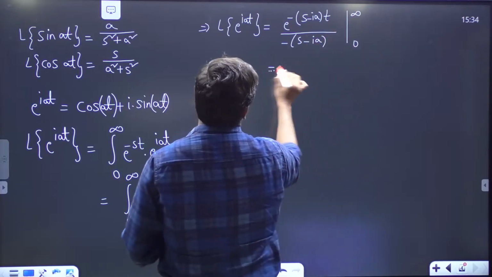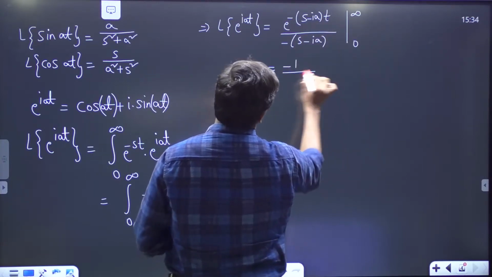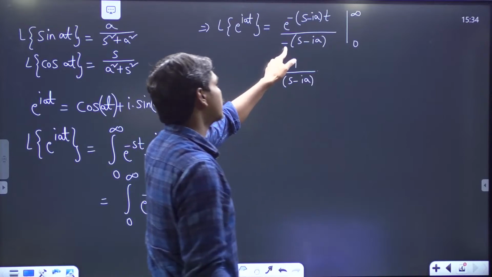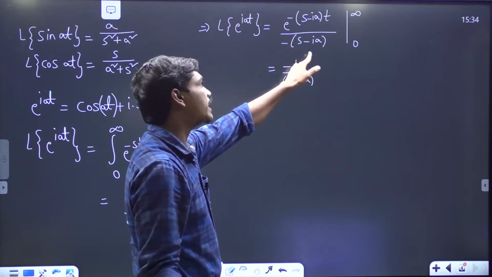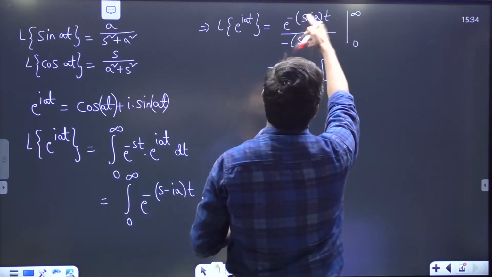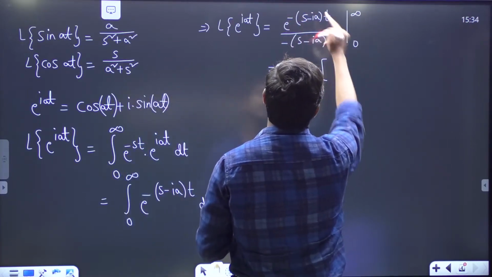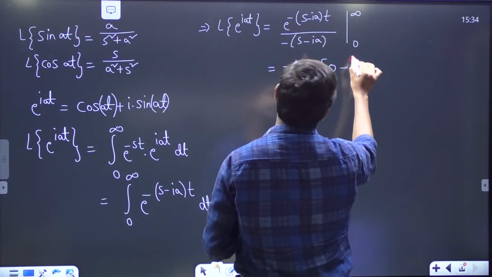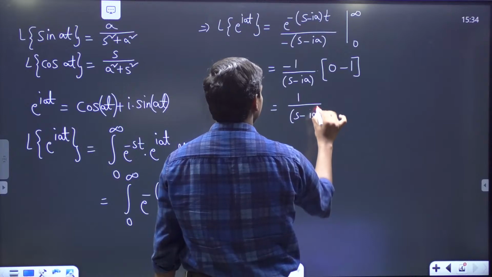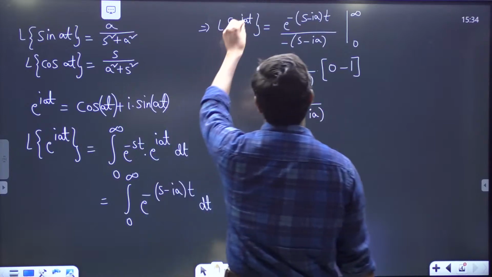Now if you take this minus 1 by (s minus ia) common out, from the substitution of limits, because this minus sign can be taken out, and this s minus ia can also be taken out into the denominator. Now if you put the limits, t tending to infinity, the e power minus infinity term will give you 0, and the lower limit gives minus 1. So this is 1 by s minus ia. This is the Laplace transform of e power iat.